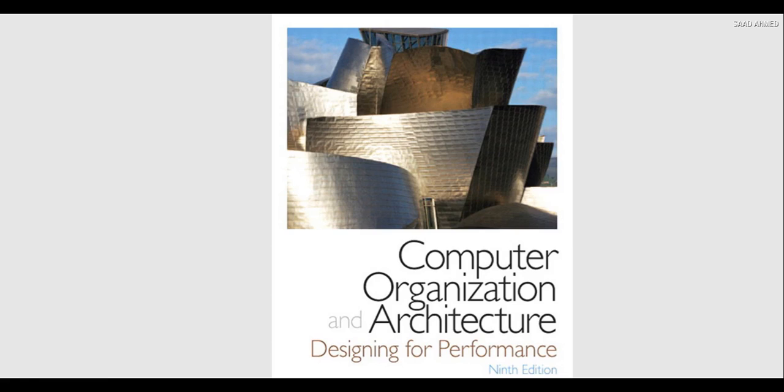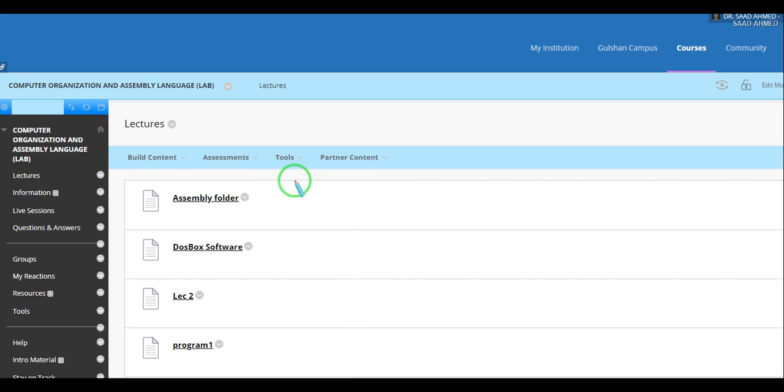So let's start. Go to your Blackboard portal and access your course, the Computer Organization Assembly Language Lab, then move to lectures, and in lectures you will find these two: the assembly folder and the DOSBox software. What you need to do is download these by clicking on them, and once they are downloaded, we can proceed with the installation process. So quickly do it and let's see the next step.